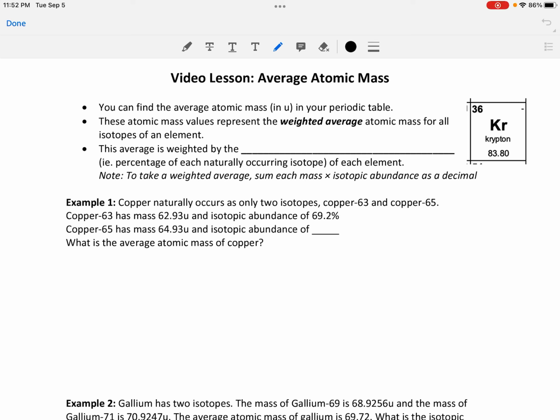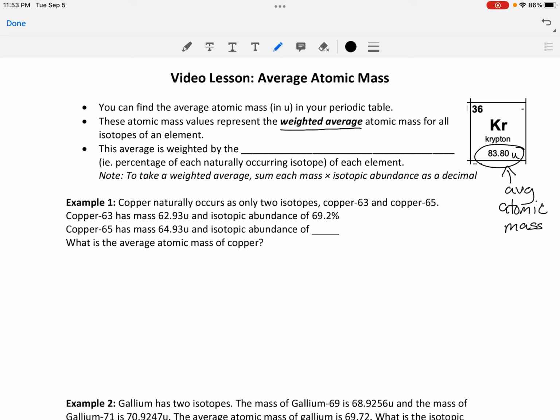So in this video, we're going to learn a little bit about average atomic mass. And you can actually find average atomic mass right on your periodic table. It's right here. So that's the average atomic mass of krypton here. The units are atomic mass units, so that's that little u. That's just a given on your periodic table. They don't write the units in, but you can know that that is the unit that's there for all those average atomic masses. And what the average atomic mass is, it's actually just a weighted average.